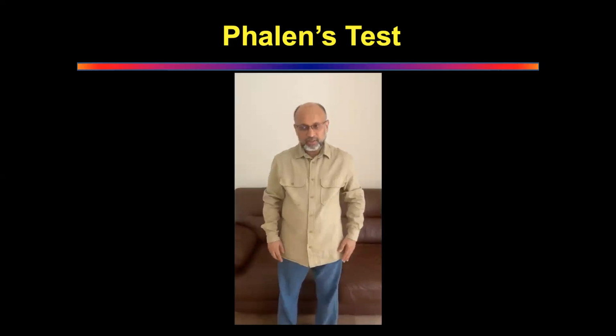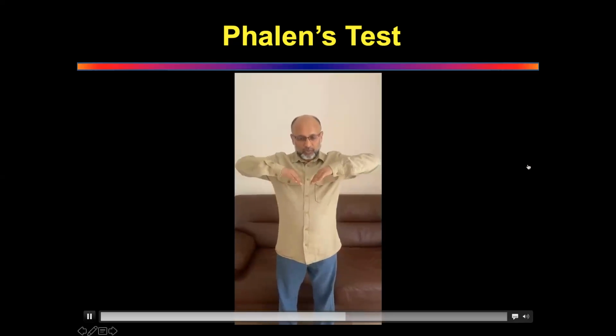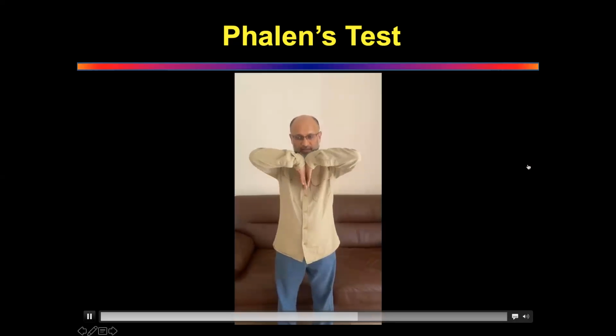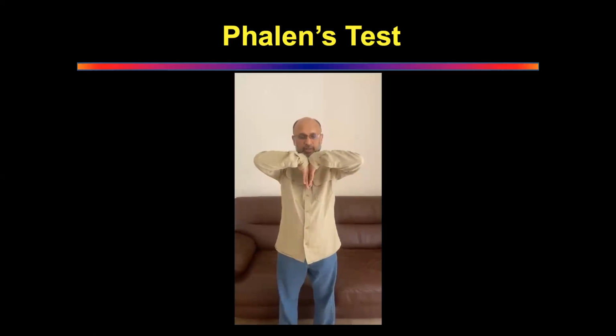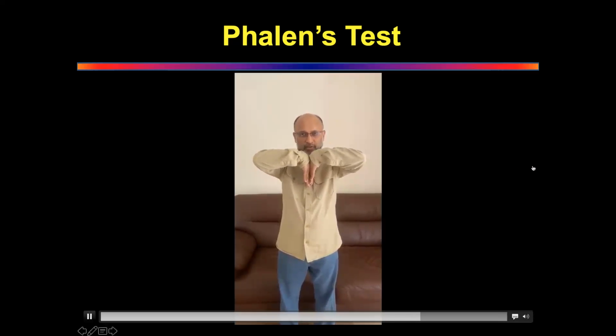To do this test, you ask the patient to stand up straight. He's supposed to bend his elbows and flex his wrists and hold the position for 1 minute. This causes compression on the carpal tunnel and will cause compression on the median nerve. The patient, if it is positive, will get symptoms of tingling, pain, or anesthesia in the area of the thumb, the index finger, and the medial half of the middle finger.